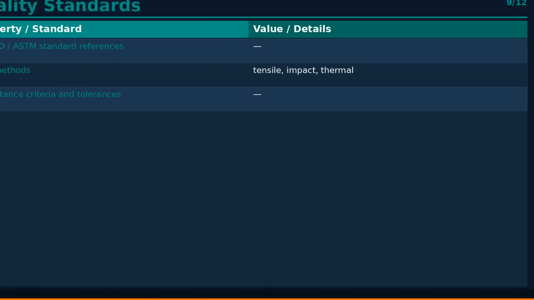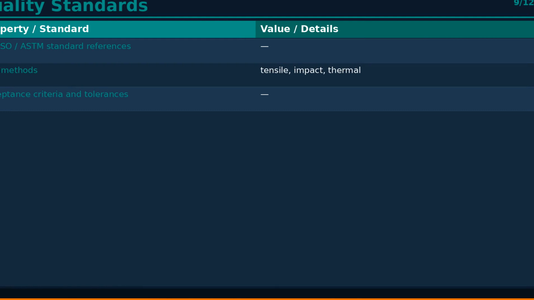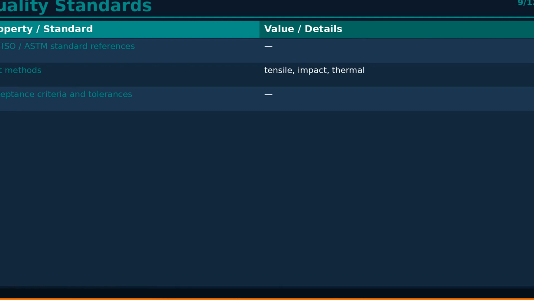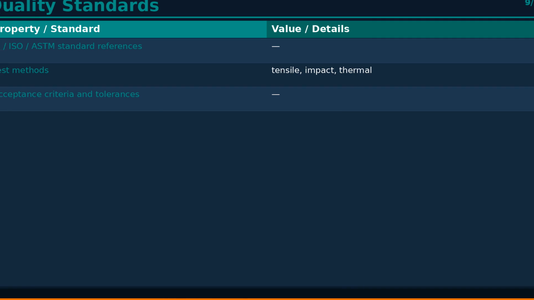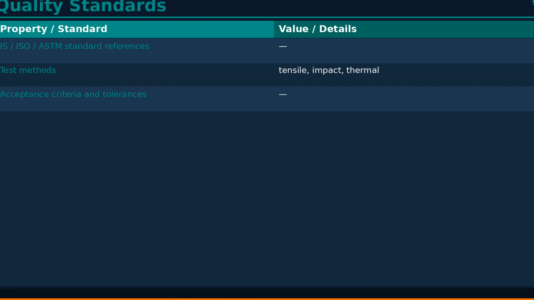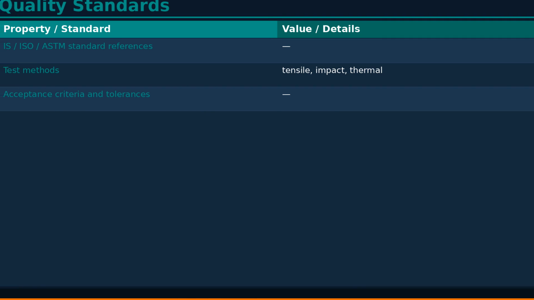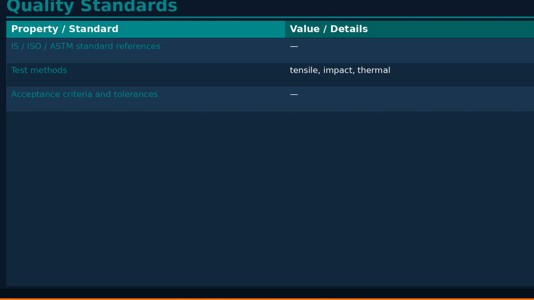Quality standards for types of plastics, thermoplastic vs thermoset, are defined by ISO and ASTM specifications. Testing methods cover tensile strength, impact resistance, and thermal performance. Acceptance criteria set the minimum performance thresholds for commercial products.